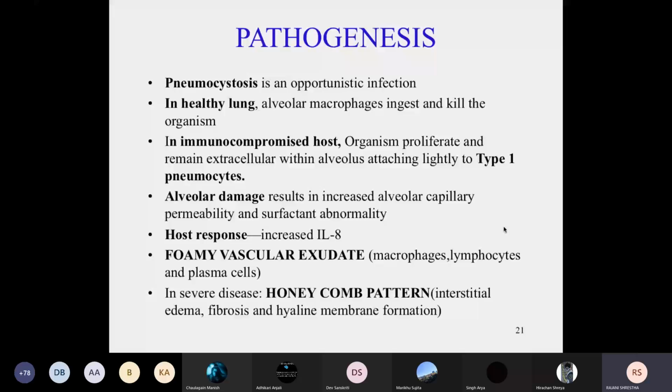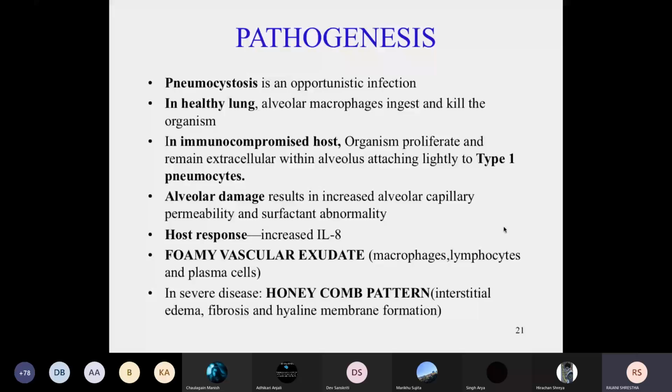attaching lightly to the type 1 pneumocytes, due to which there is damage of the alveoli, resulting in increased alveolar capillary permeability as well as surfactant abnormality. And there is a host response, due to which there is an increase in interleukin 8, and due to which there is a foamy vascular exudate.